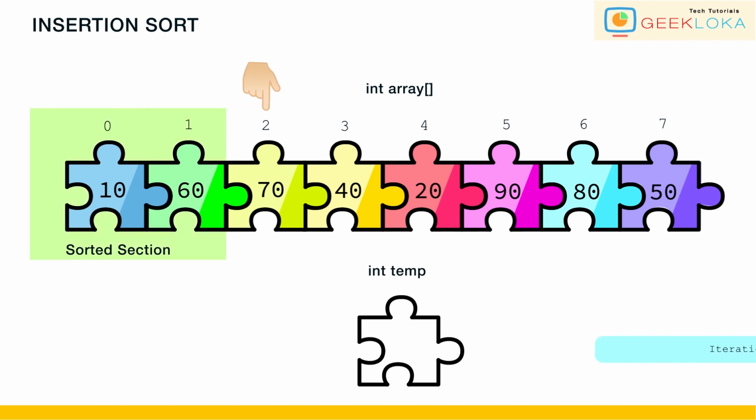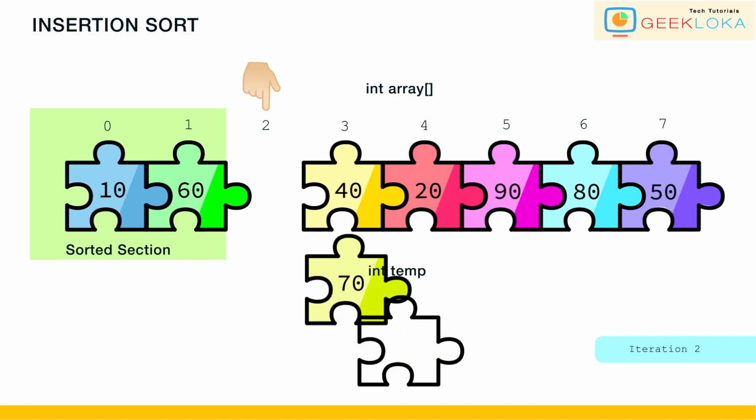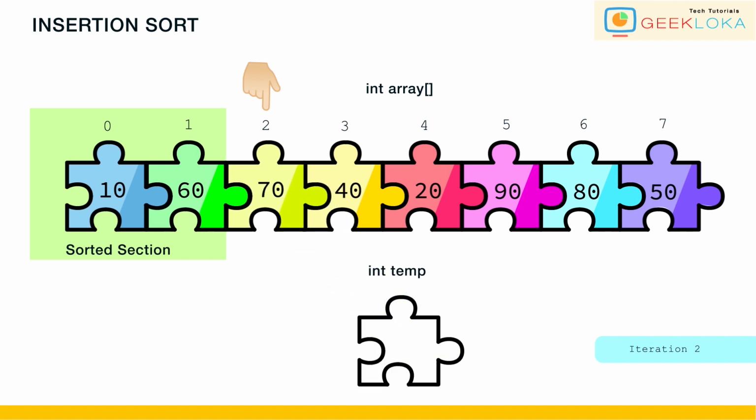Next, we consider 70. Compared to the already sorted elements, 70 is larger than both, so it stays in its position. The sorted part now is 10, 60, and 70.